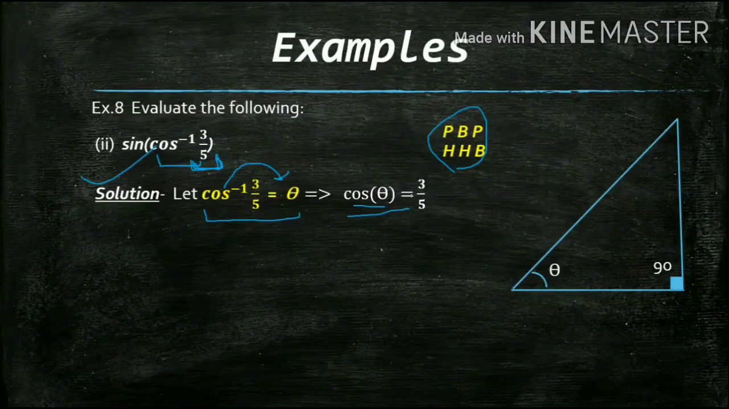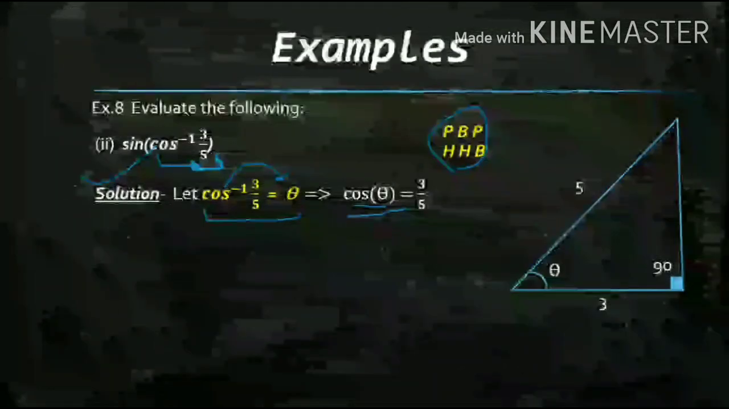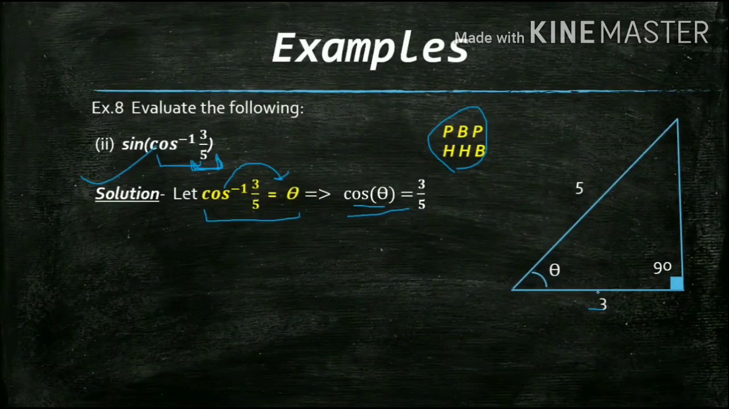So cos theta is 3 by 5 means cos theta is nothing but base upon hypotenuse. So that means base would be 3 and hypotenuse would be 5. So this is the base which is 3 and this is the hypotenuse which is nothing but 5. Using this simple rule, denoting the sides of the triangle by A, B and C. Okay. So now we know two sides. Can you find the third one?